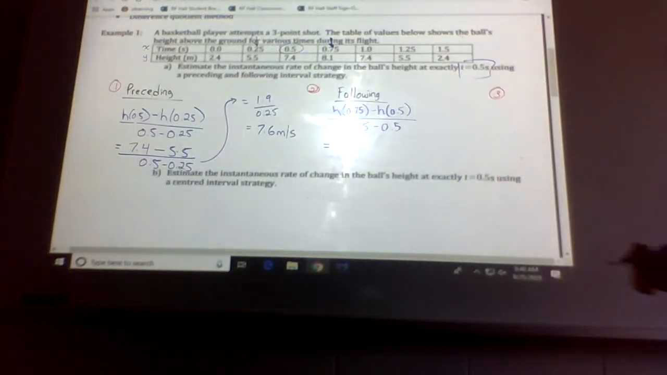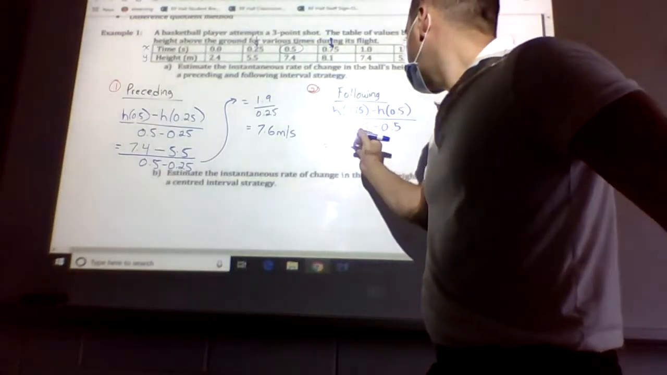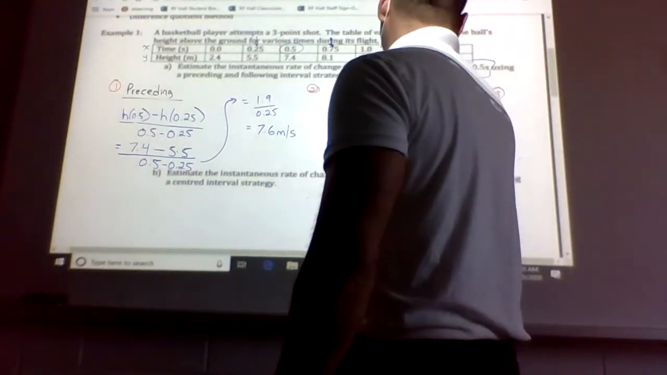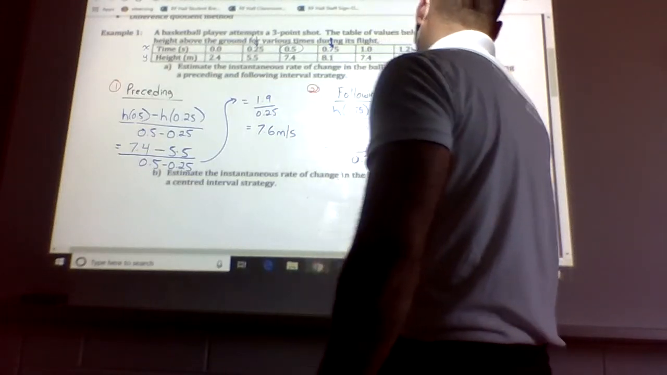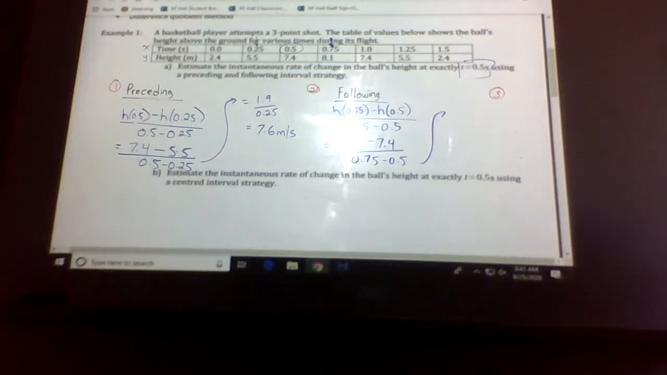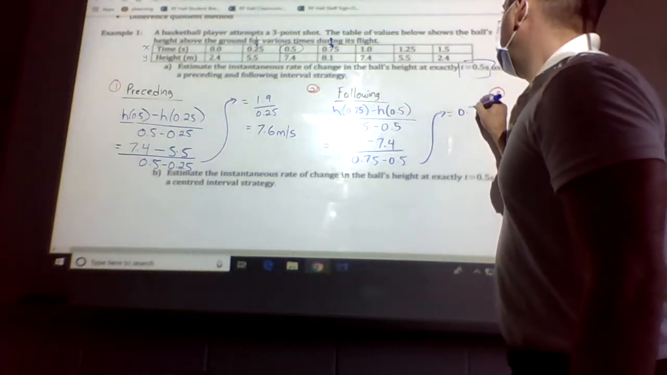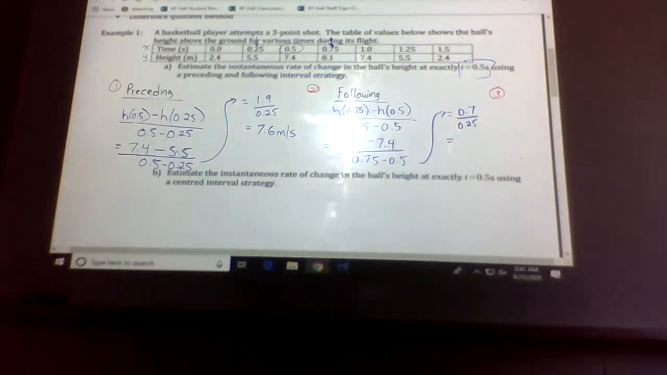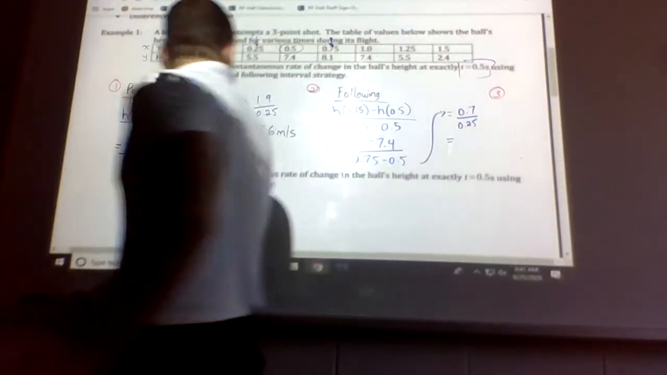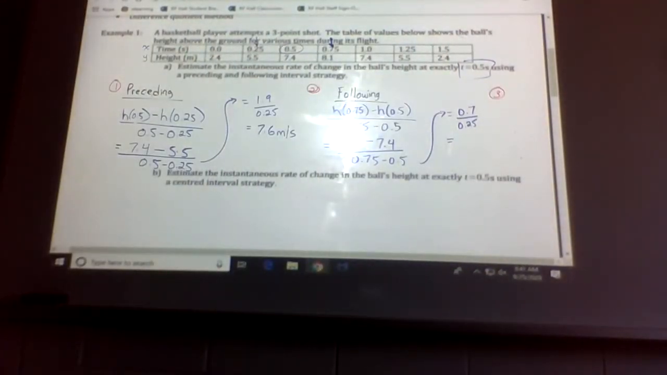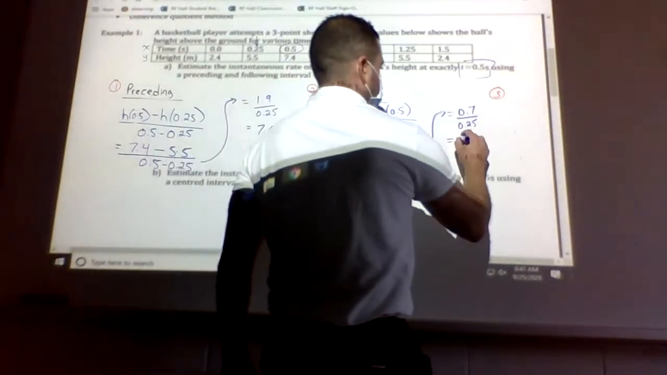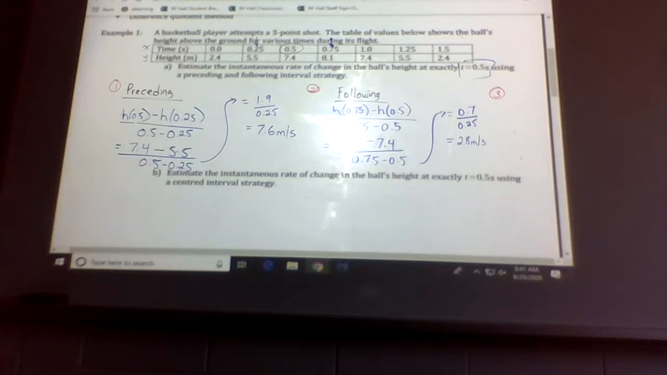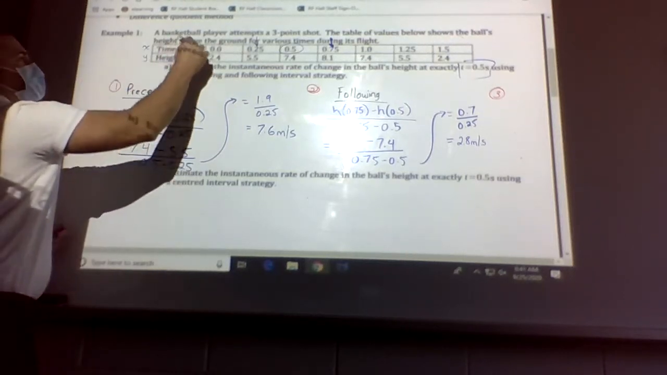Okay, so what's the height at 0.75? The height is, Brooke? 8.1. Subtract the height at a half, which we already know is 7.4, all over 0.75 subtract 0.5. Which is 0.7 over 0.25. Which gives us 2.8 meters per second. And how do I know my units? Well, it's here, meters per second.